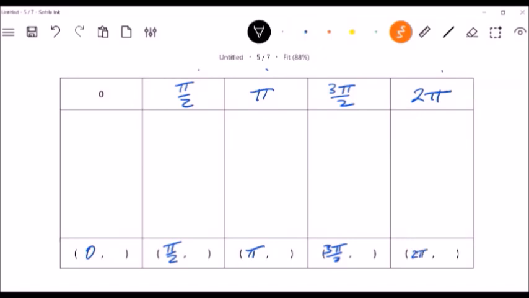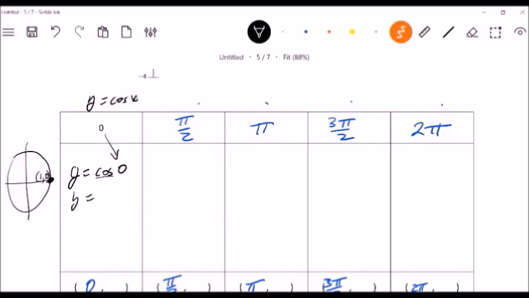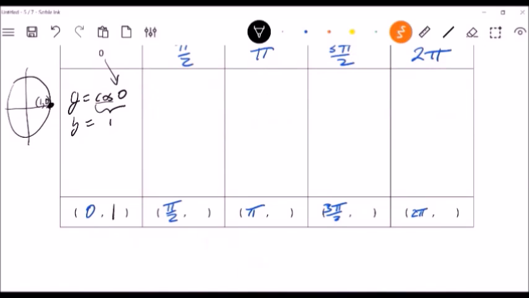Now we have y equals cosine x. So let's go ahead and calculate these. So for x now, we'll put 0. And the cosine of 0, we need the unit circle and see that at 0 degrees, the x value is 1 and the y value is 0. And we're looking for the cosine, and the cosine is the x value. So y equals 1. So put a 1 down here.